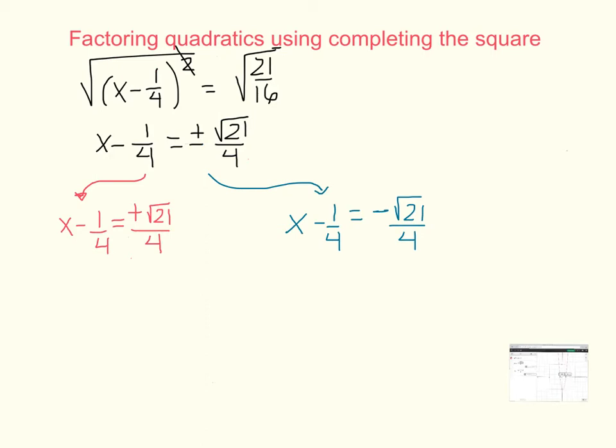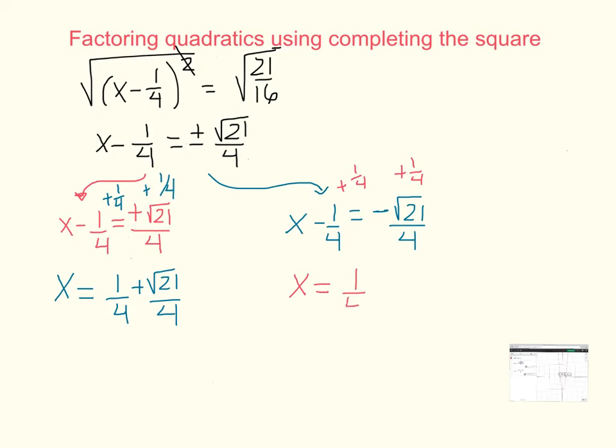Solving for x, on the first equation, I am going to add a positive 1/4 to both sides, so I can get x by itself. Leaving x by itself, I get x is equal to 1/4 plus the square root of 21 over 4. I will do the same thing to my second one, adding 1/4 to both sides. And then I would get x is equal to 1/4 minus the square root of 21 over 4.